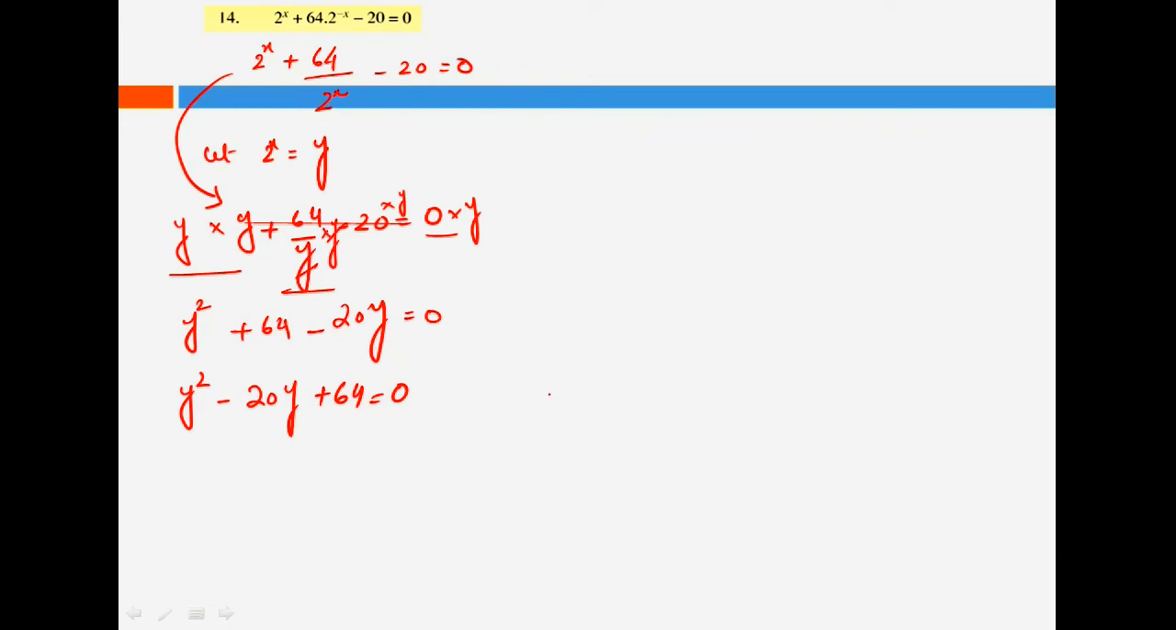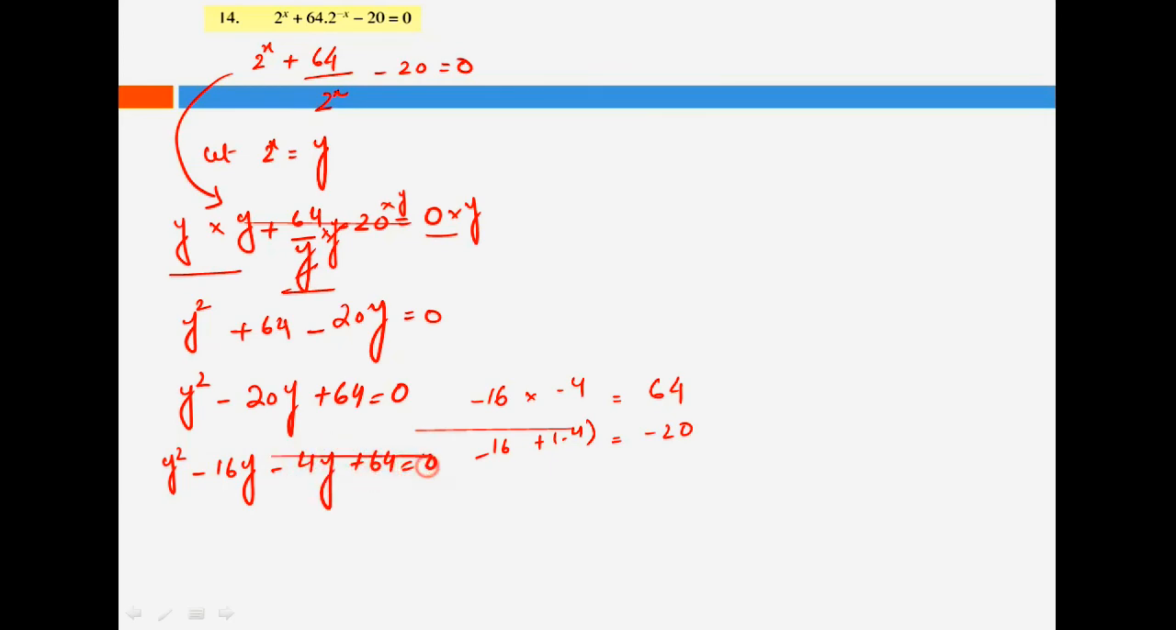Now we have to find two such numbers whose product is 64 and whose sum is minus 20. So these numbers are minus 16 and minus 4, and minus 16 plus minus 4 will be equal to minus 20. y square minus 16y minus 4y plus 64 is equal to 0. Common y minus 16, minus 4 common, y minus 16 is equal to 0.